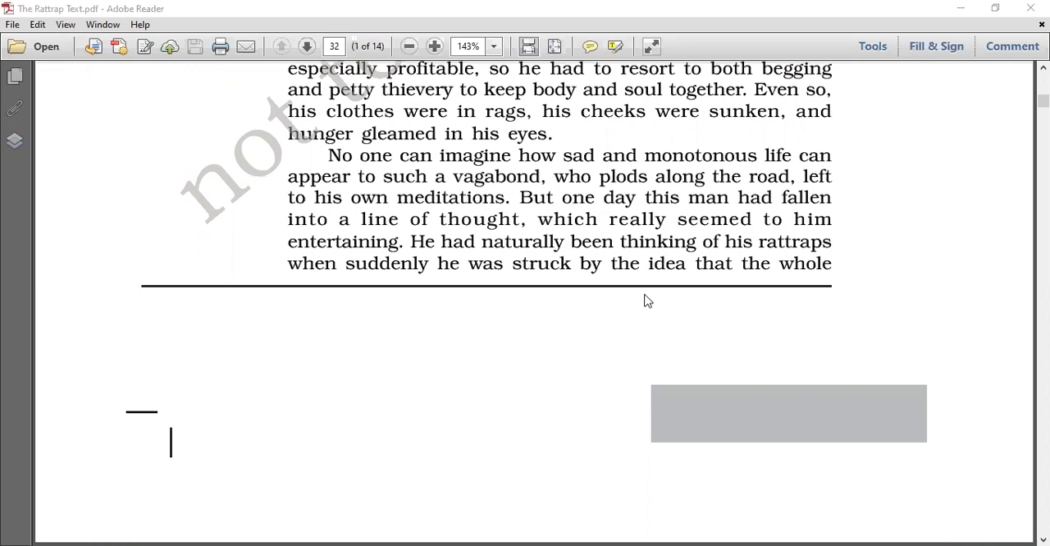We have come across some of the rishis or munis, sages, and those who are given up. What is the meaning of given up or abandoned? Nobody is there to take care of them. They are all with a different dress code, and of course their clothes were in rags, their cheeks were sunken, and anger gleamed in their eyes.